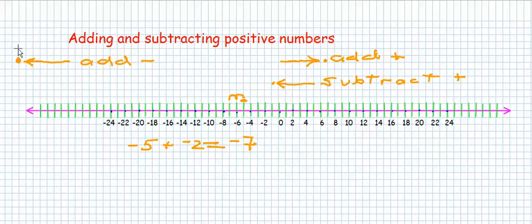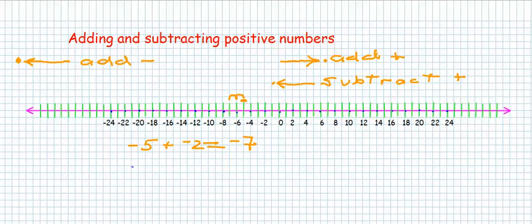The rule states that when we add a negative, we go to the left. So I started here at -5. I went to the left 2. I'm at -7. Now, we'll do this in a different color. Maybe I won't have to erase.